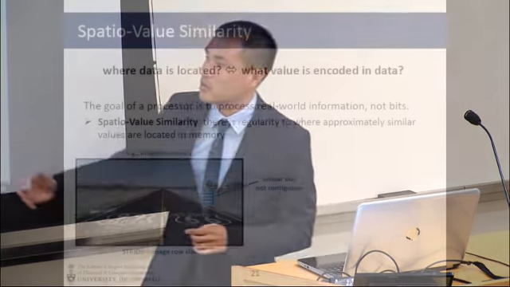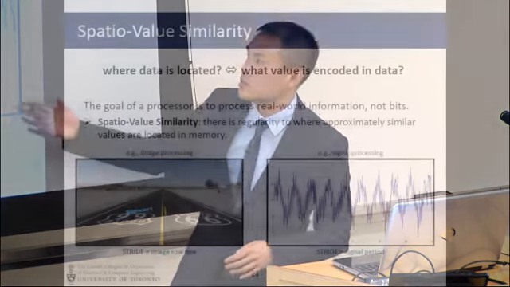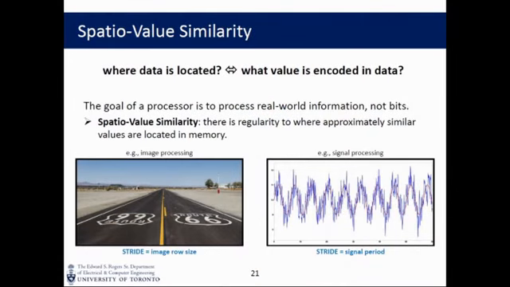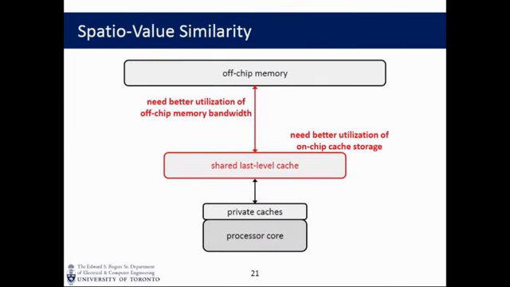So for example, with image processing, if we look at adjacent pixels along a column, we could expect them to be similar in value, but even though they're not contiguous, we do know that they're separated by a stride equal to the image row size. Same thing goes when you're processing any signal in the time domain. You can imagine that you'll find similar values at strides of the signal period. So then, can we then exploit this notion of our real-world data and alleviate some of these costs in off-chip memory bandwidth and our on-chip cache storage?